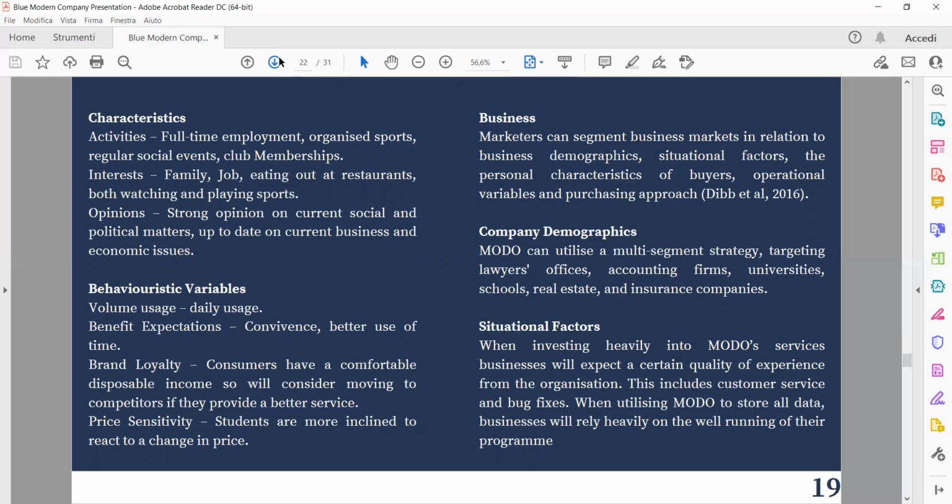However, MODO can utilise a multi-segment strategy targeting lawyers, offices, accountant firms, universities, schools, real estate, and insurance companies. When looking at situational factors, when heavily investing in MODO services, business will expect a certain quality from the experience. These include customer service and bug fixes. When utilising MODO to store all their data, businesses will rely heavily on the well running of its programme.